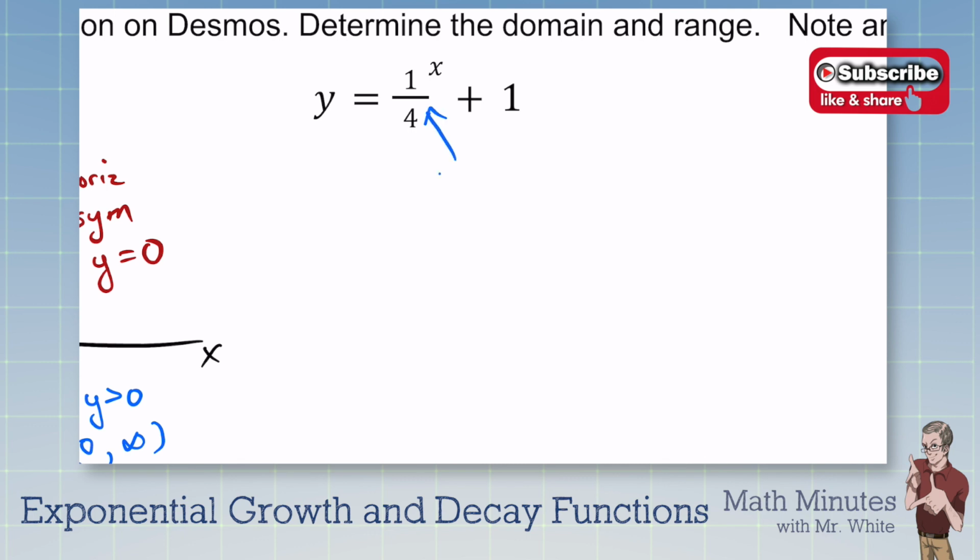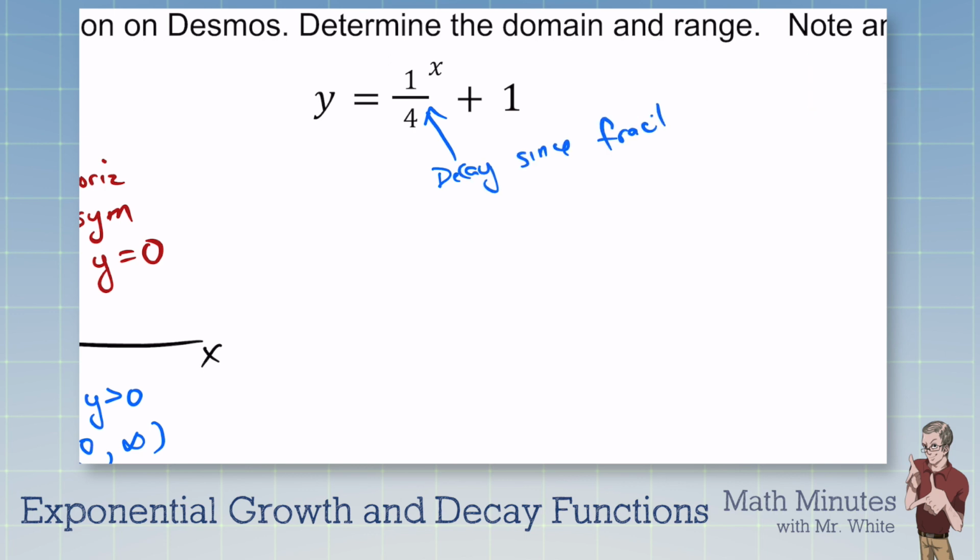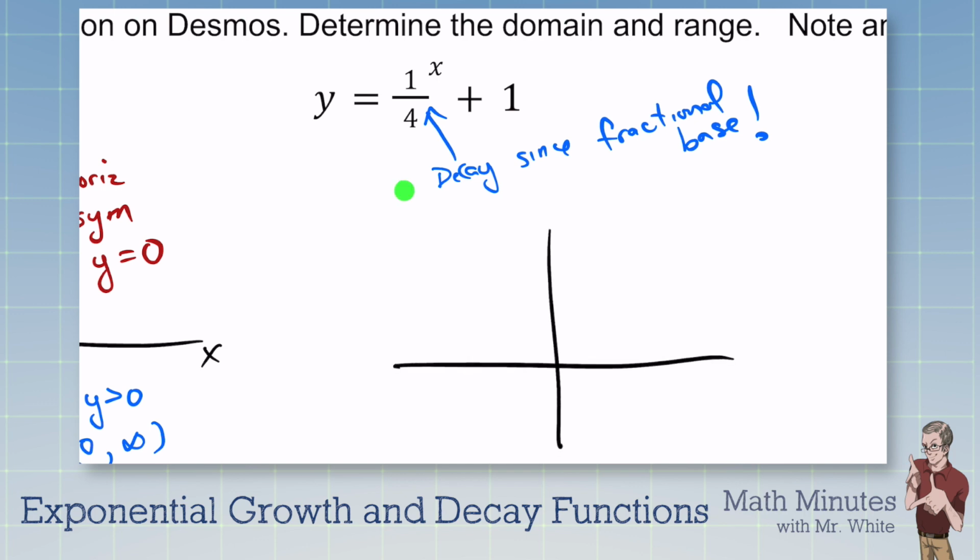This is going to be decay, since we have a fraction for a base, a fractional base. So as I'm graphing this, I know that the graph is going to be going down like this. Now, let's figure out our y-intercept. This plus 1 shifts the graph up by 1, by the way. So if you want to just start there, you could even start there.